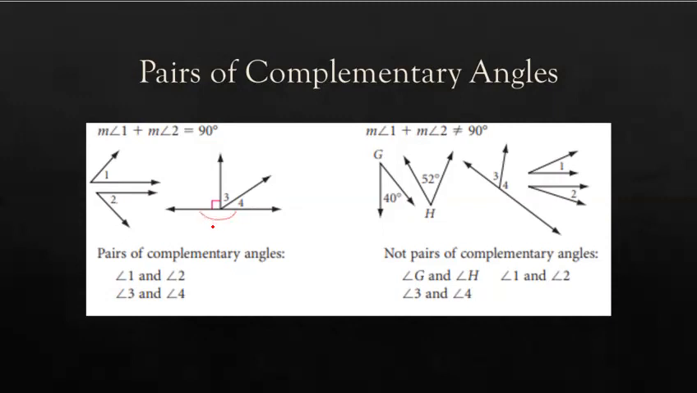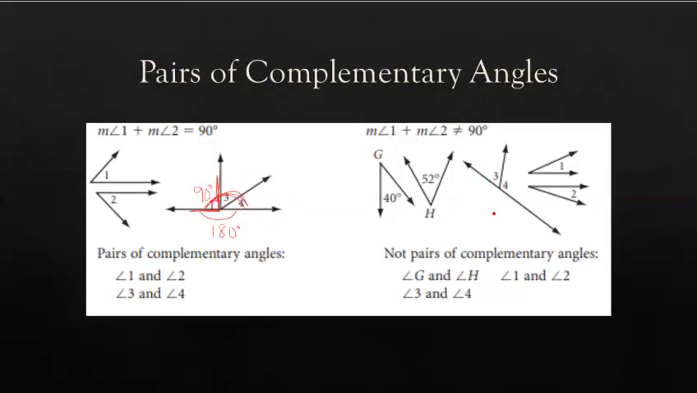A full line is 180 degrees. This is a right angle, which we defined as 90 degrees. If the full line is 180 on this side, then the full line over here must also be 180. If we take out this 90 from this right angle, what's left for angle 3 and 4 to be? Well, 3 and 4 must also add up to 90.